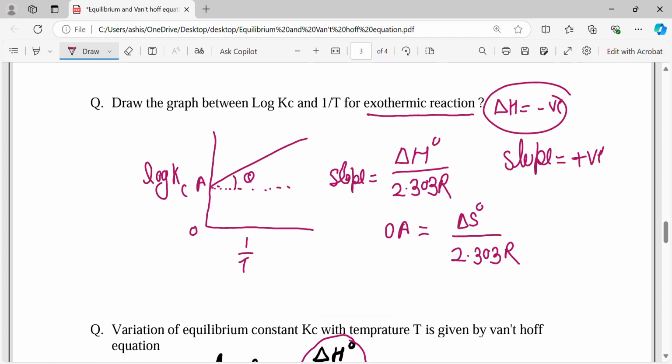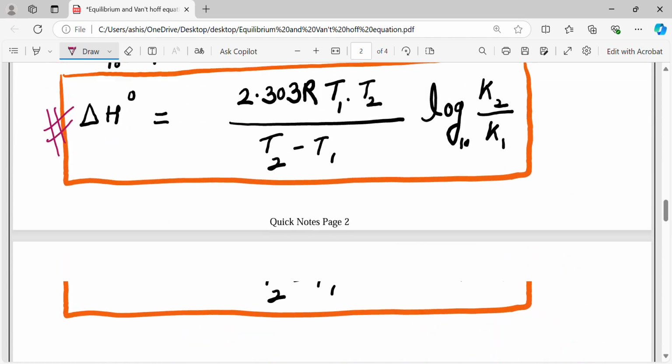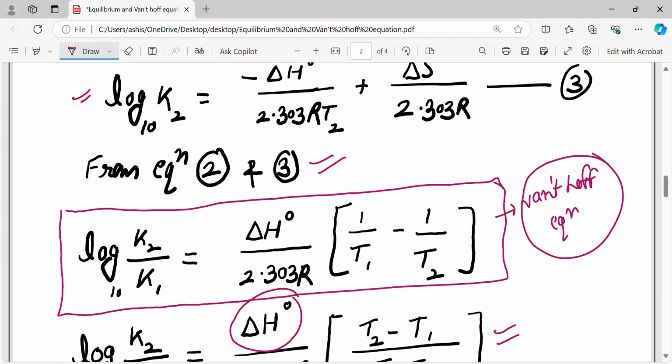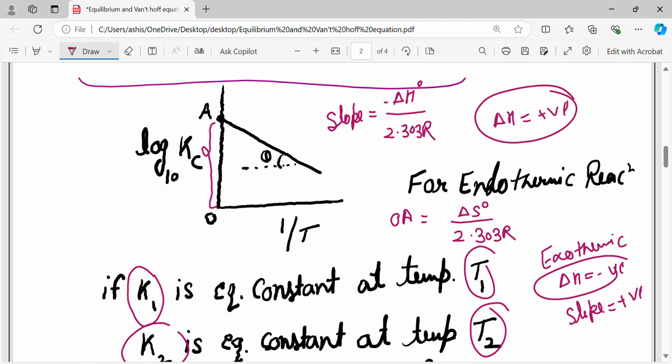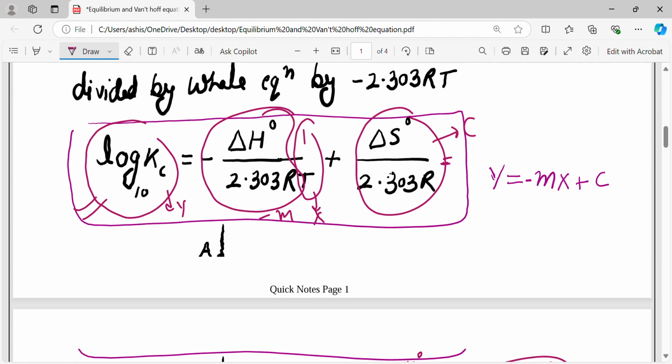So these are questions that mix the thermodynamics and equilibrium chapters, in which we use the van't Hoff equation and the concepts related to it.